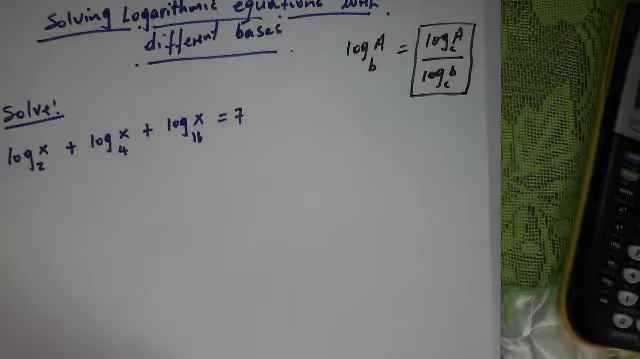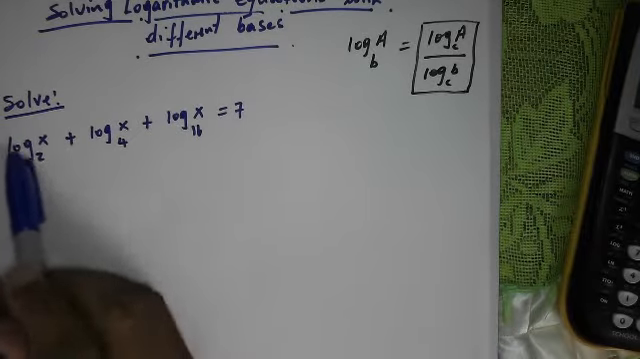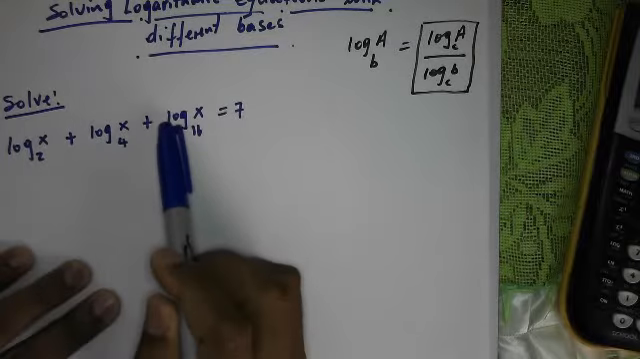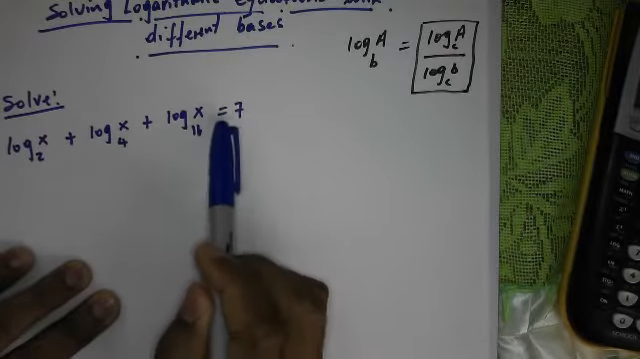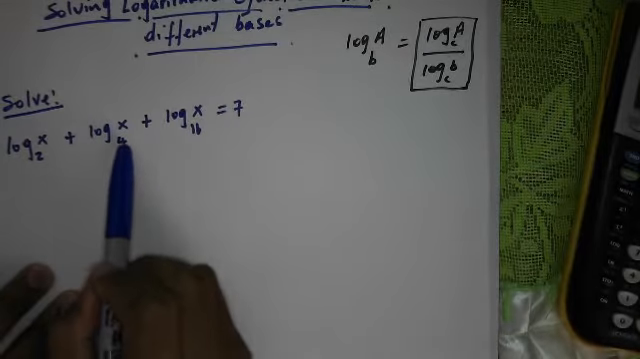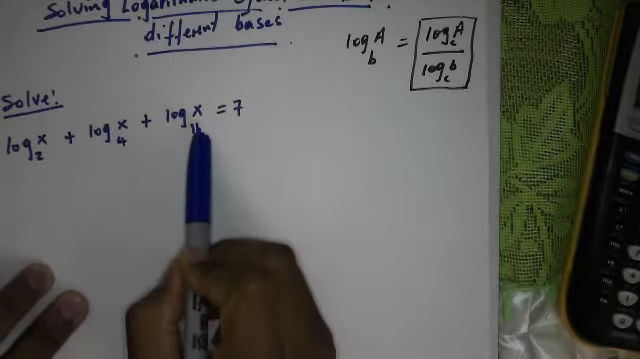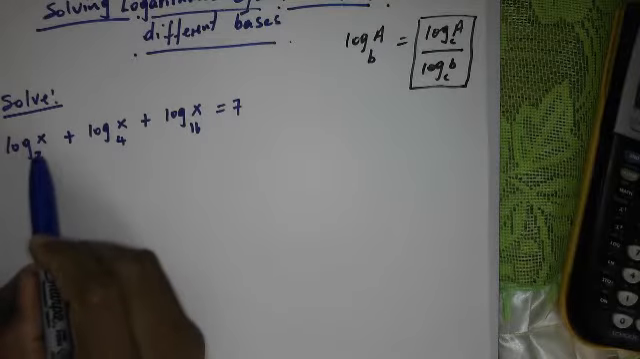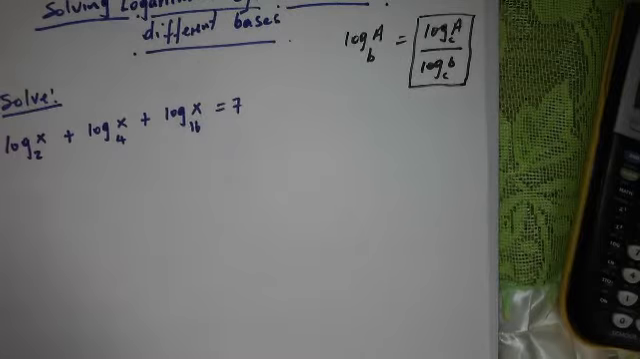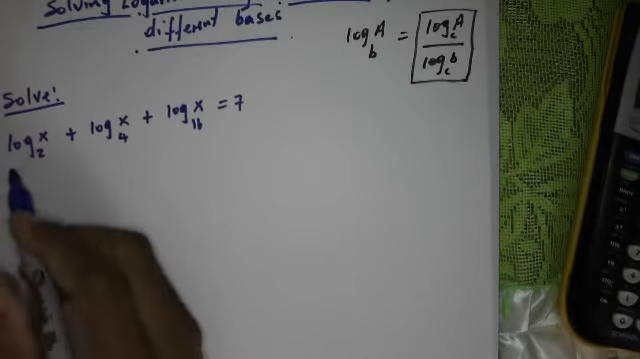This question says log x base 2 plus log x base 4 plus log x base 16 equals 7. So I can get a base 2 from 4 and I can get a base 2 from 16. And so I want to keep this base. So I'm going to change this base and I'm going to change this base here.